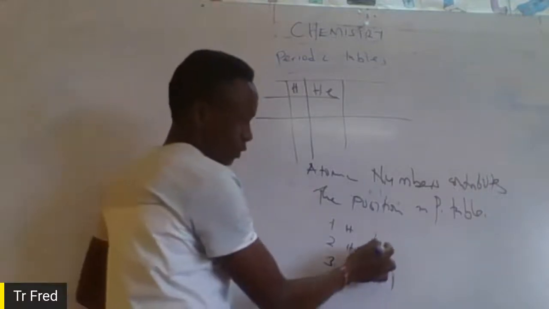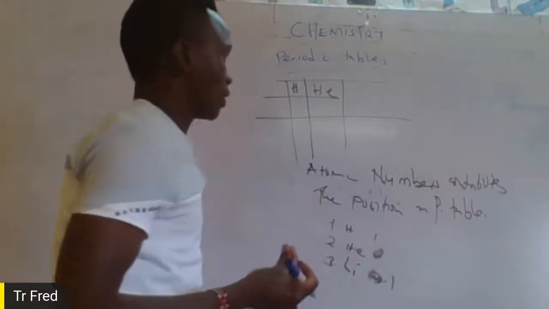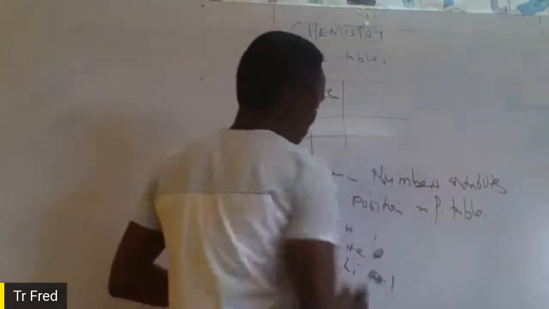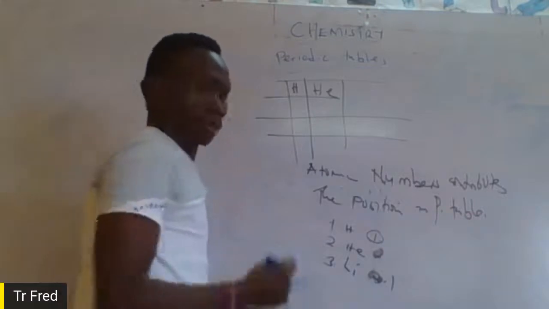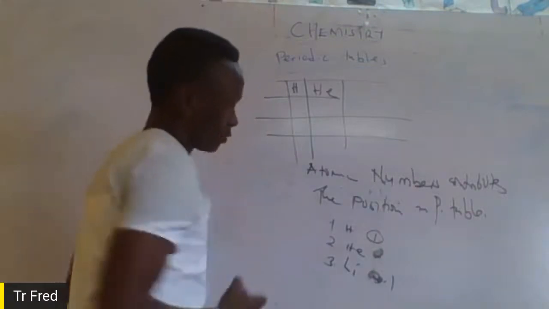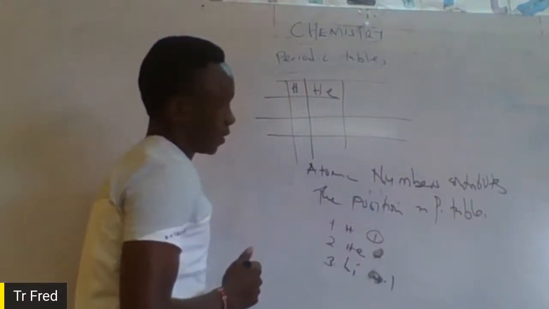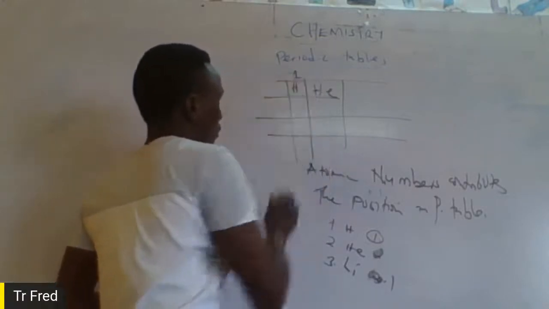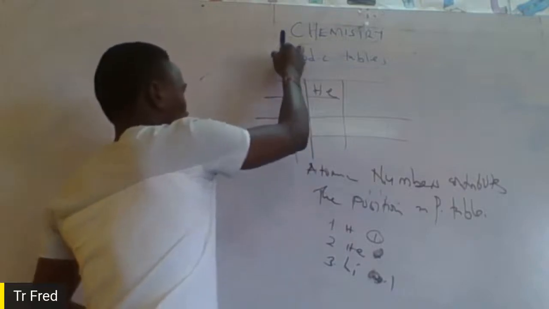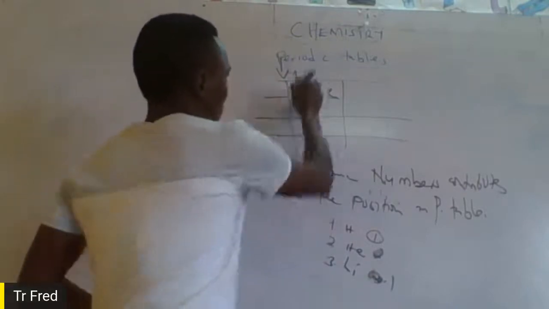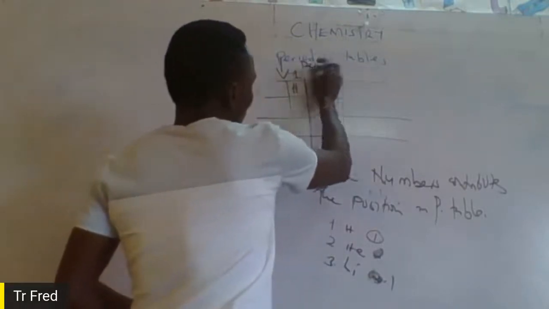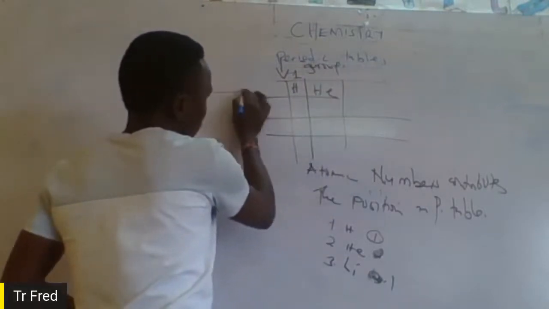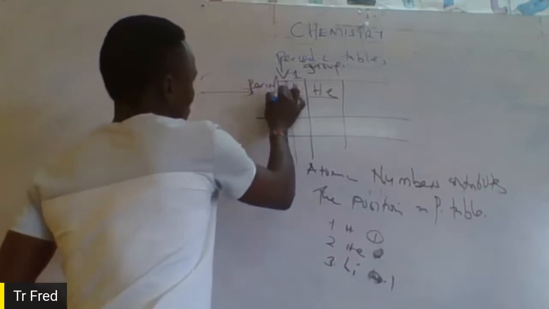Now, the outermost electrons are the ones that determine the position of an element in the periodic table. The position of hydrogen, since it has only one outermost electron, we are going to place it on the first one. This one is referred to as a period. The vertical one is the one that we call a group, and these ones are the ones that we call a period.